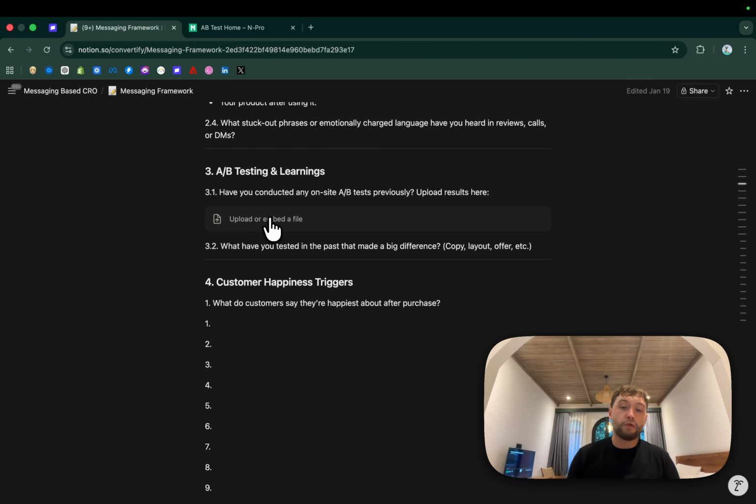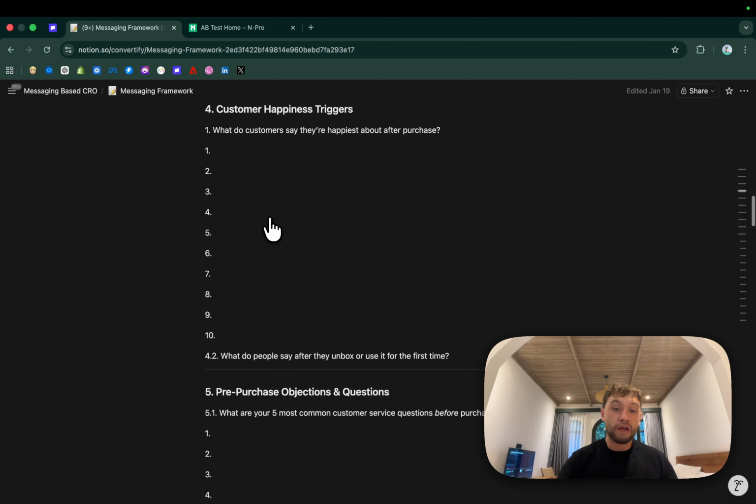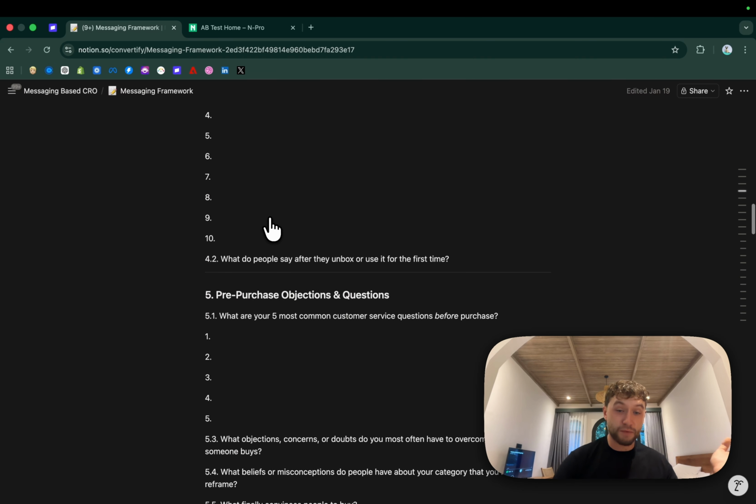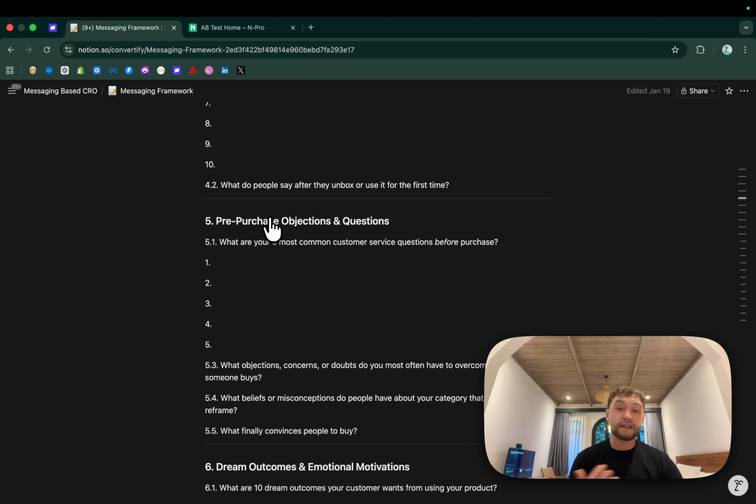The goal of building out this messaging framework is to condense all of the data that you have about people into short, tight, punchy bullet points and sentences that are website ready, that you can then use to build out your website. So at the end of this, we want to have sentences that describe the things that make your customers happy, objections they have, and questions.